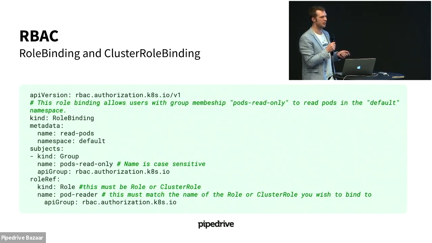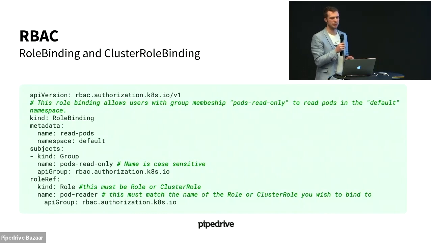In Pipedrive, we decided that mapping access roles to groups is the most convenient way to manage and control it, because we use step configuration management. We bootstrap cluster once, we create those role bindings, and those groups are externally managed outside Kubernetes. So that's where Okta comes in our case.